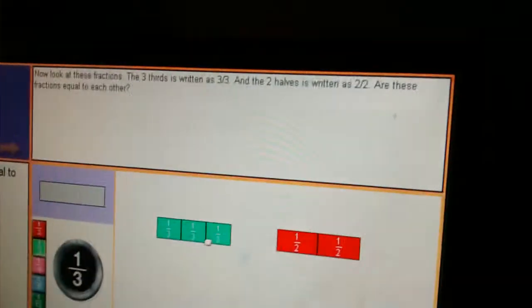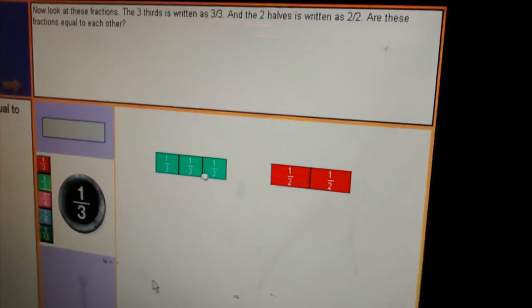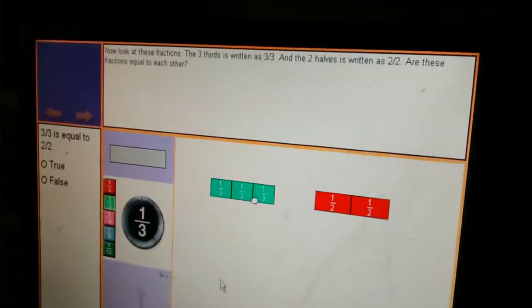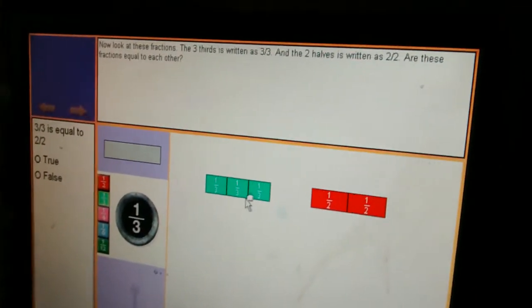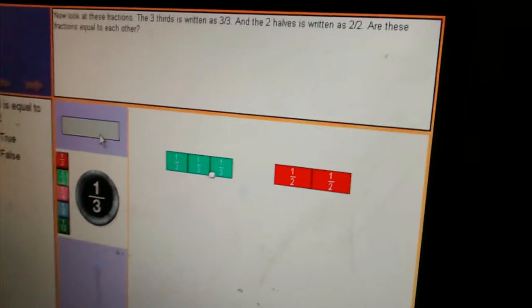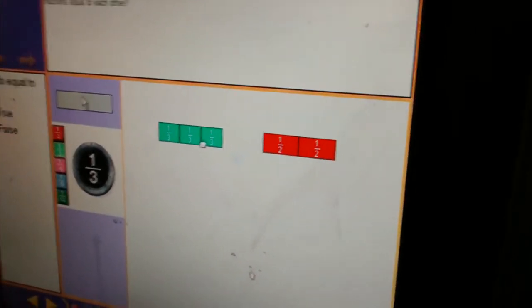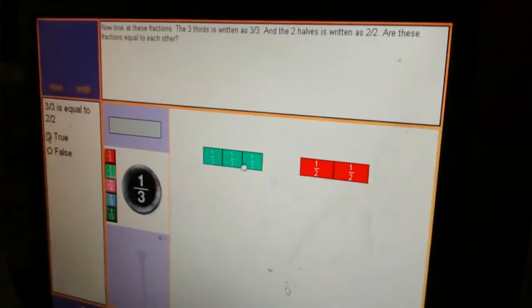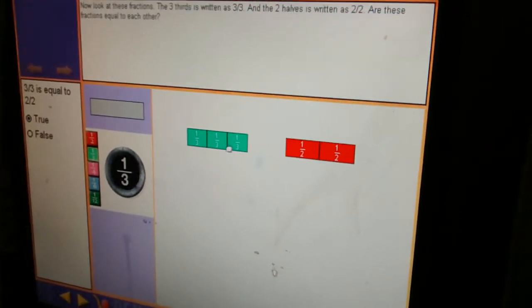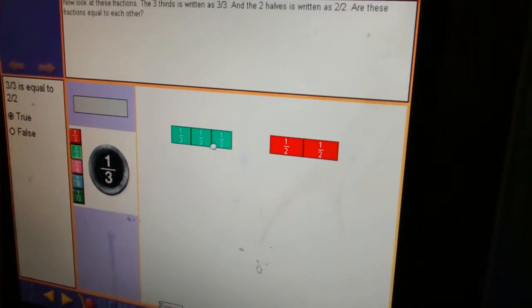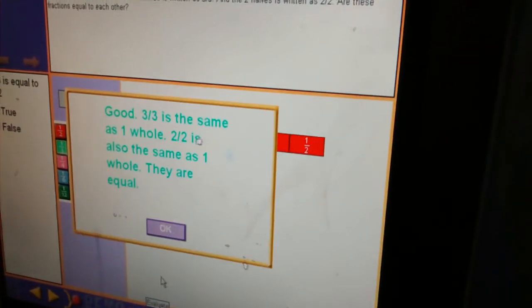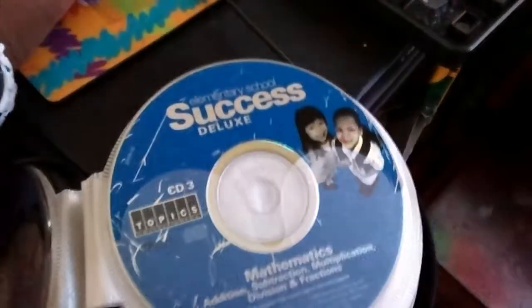Now look at these fractions. The 3 thirds is written as 3 over 3, and the 2 halves is written as 2 over 2. Are these fractions equal to each other? True or false? Yes, because it's both. Good.